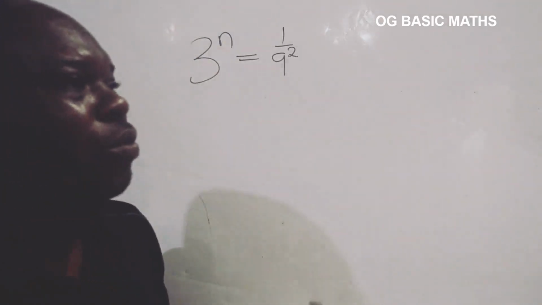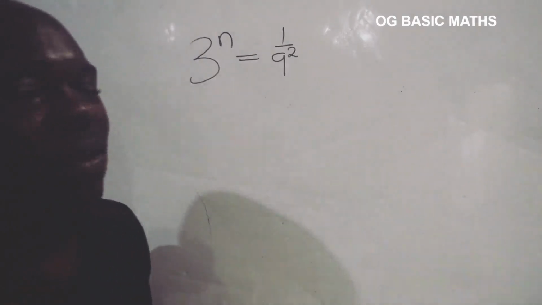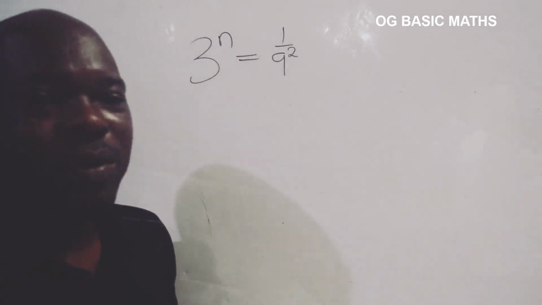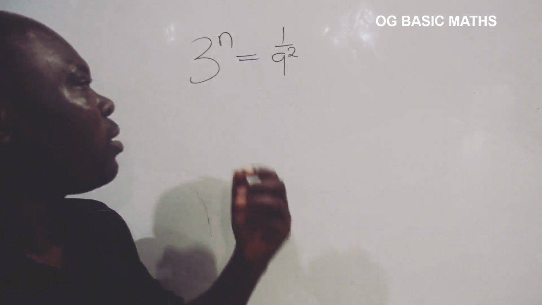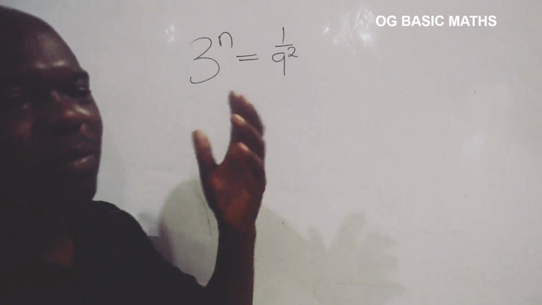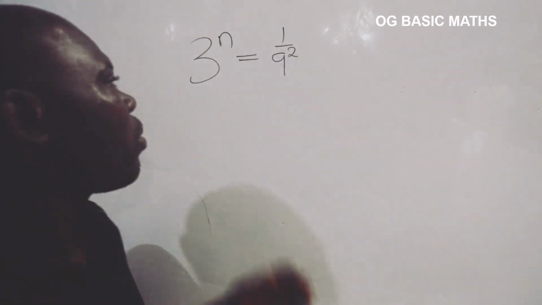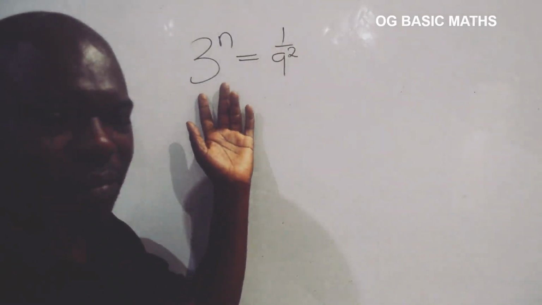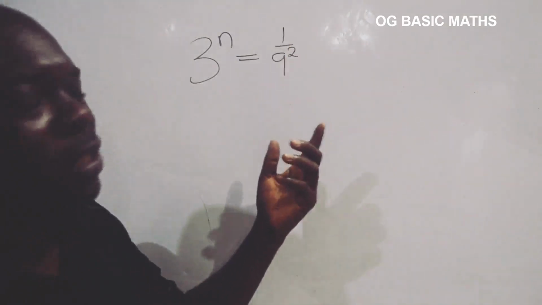And remember, according to the rule of indices, one of them says that whenever a number is raised to the power of 0, the value of any number raised to the power of 0 is 1. And then for us to get this simplified, the two numbers must have the same base. So they must have a common base. So what we're trying to achieve is to make all of them have base 3. So having known that any number raised to the power of 0 is 1.